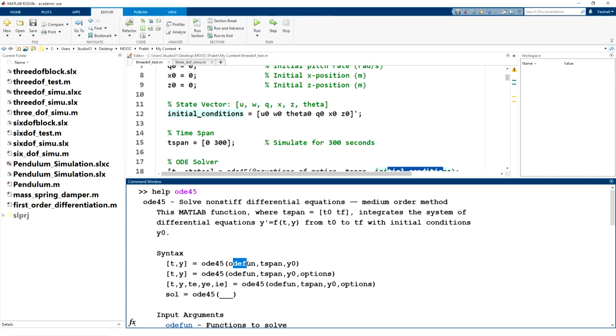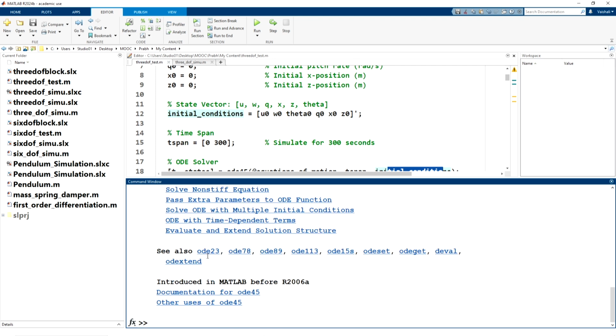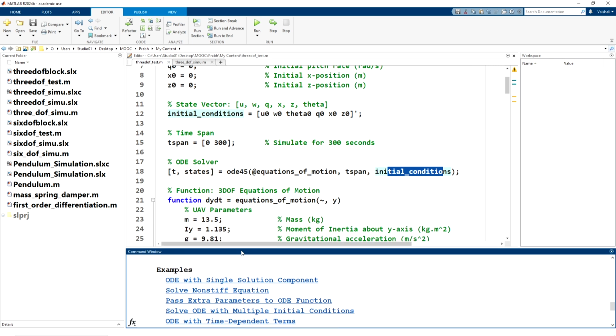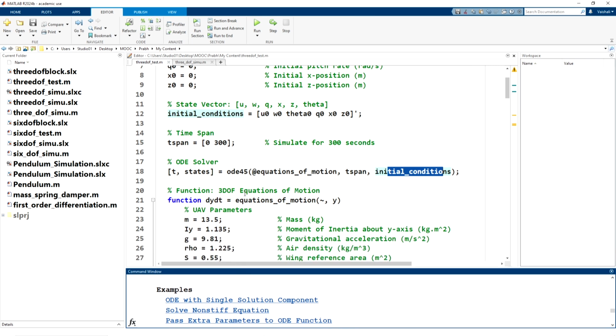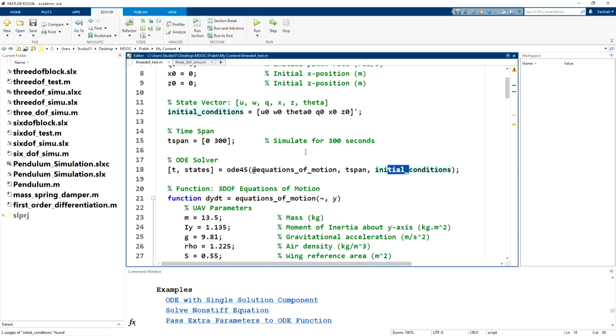comma the time span, comma the initial conditions. There are other ODE solvers also available: ODE23, ODE78, ODE89. I encourage you to use these as well and observe the differences. In this course, we have used ODE45. So this is the syntax: ODE45, at equations of motion, tspan, initial conditions.